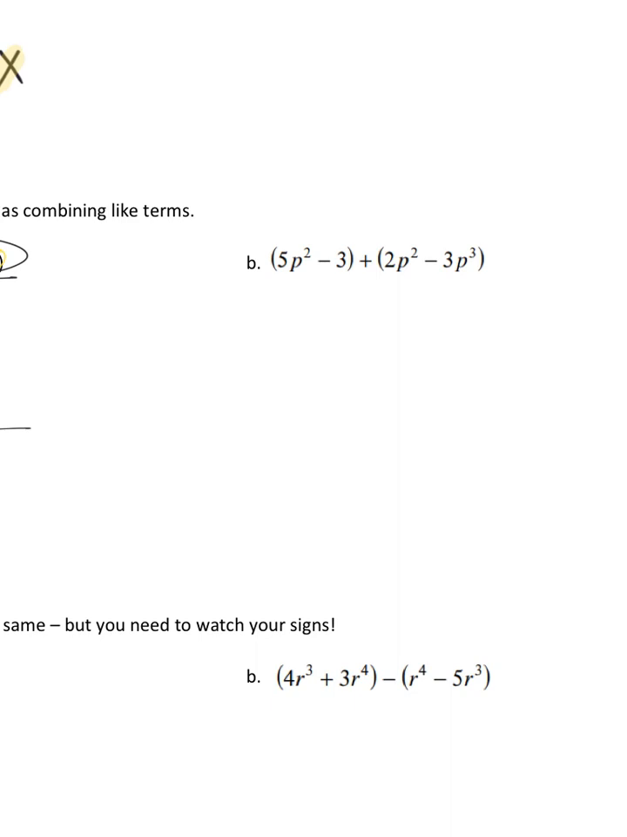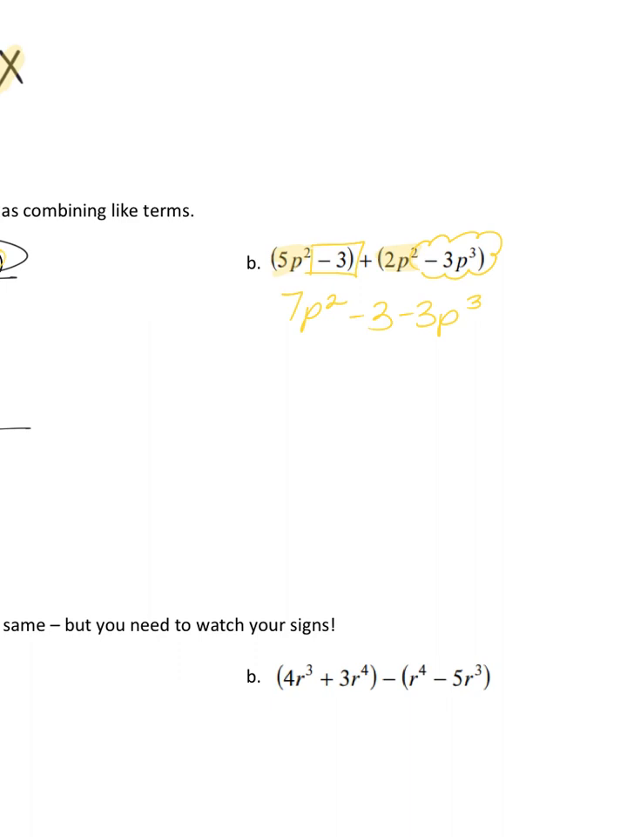Okay, so I'm going to do this two different ways. So the first way, I'm just going to combine like terms as I see them, which is kind of what we did in units before. So I have 5p squared and plus 2p squared. So that's going to give me 7p squared. Then I see this negative 3. There's nothing to add to that, so it's just going to go along for the ride. And then I have this negative 3p cubed. There's nothing to put with that, so it's just going to go along for the ride.